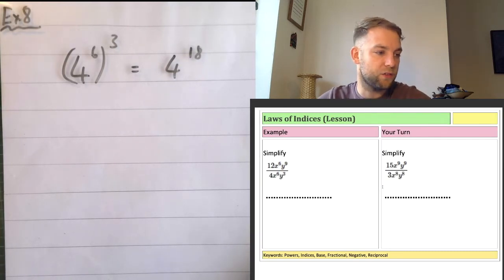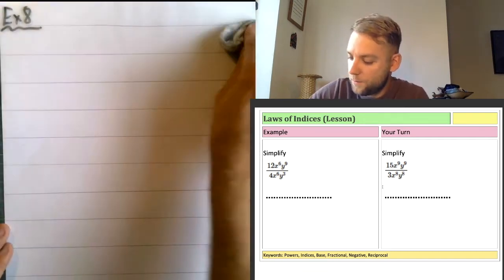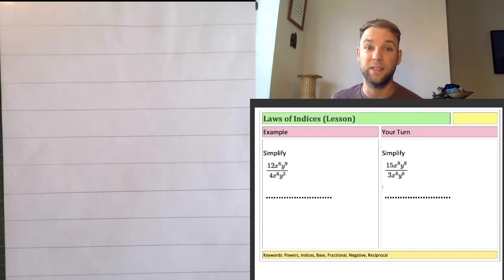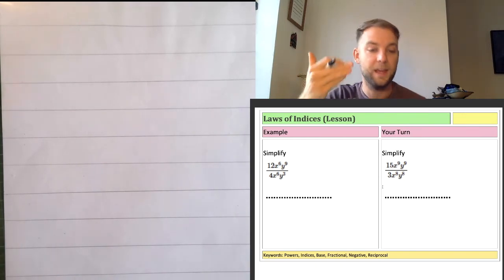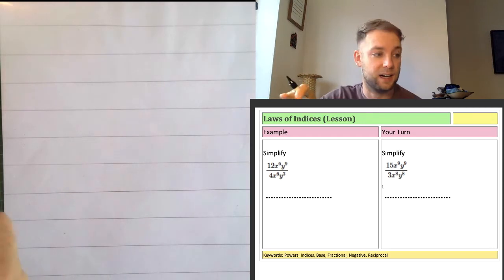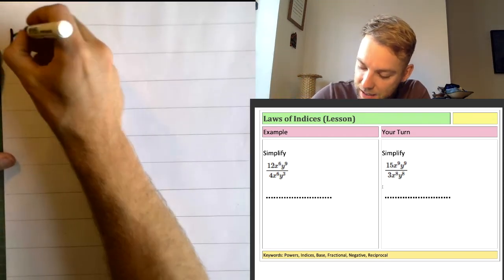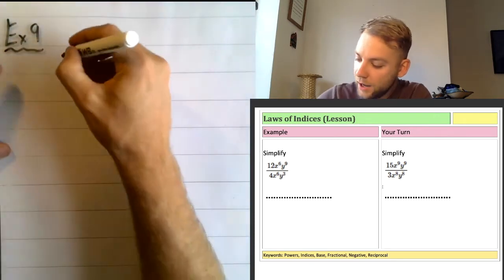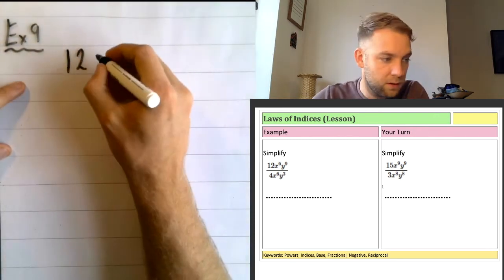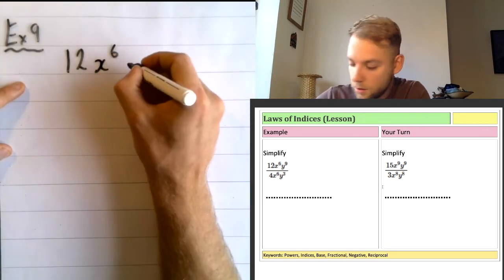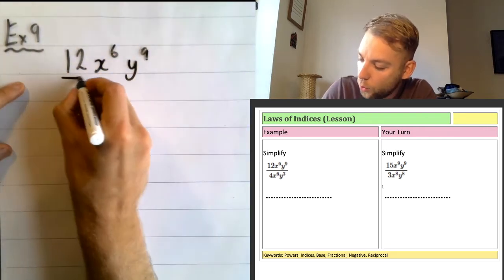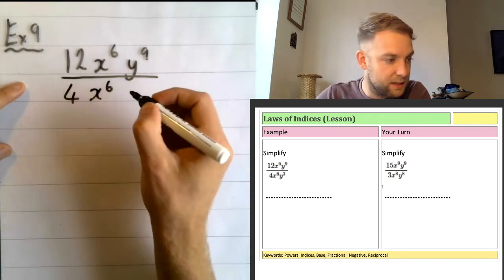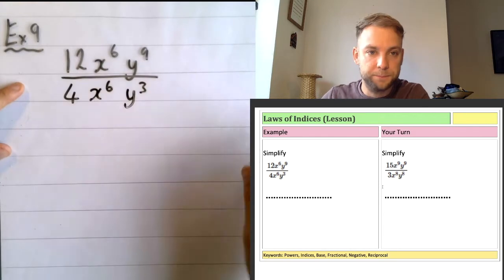Let's have a look now at some of these ones. So we are getting a little bit trickier here. And the reason is because we've got more things to think about. We've got the division of the fraction and we've got the subtraction law because it's divide. So this one here is example 9. Brilliant. So here I've got 12 x to the power of 6, y to the power of 9, all divided by 4 x to the power of 6, y to the power of 3. Just like that.